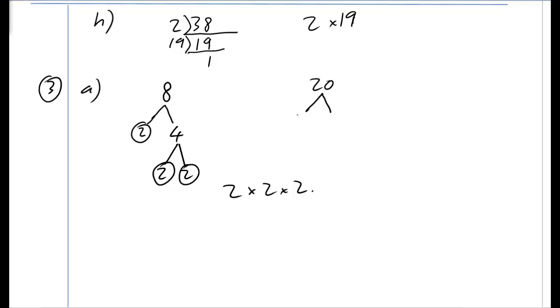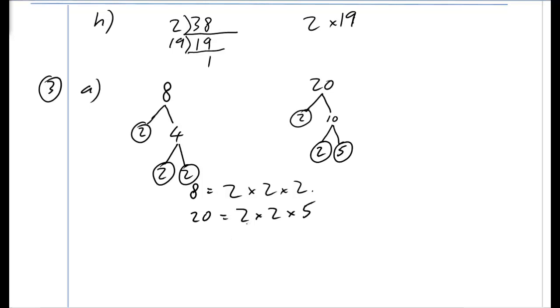20, let's do 20. That is 2 times 10. 10 can be split into 2 times 5. That's a prime number. That's a prime number. So the prime factors of 20 are, let's write 20 equals 2 times 2 times 5. The prime factors of 8 is 2 times 2 times 2.